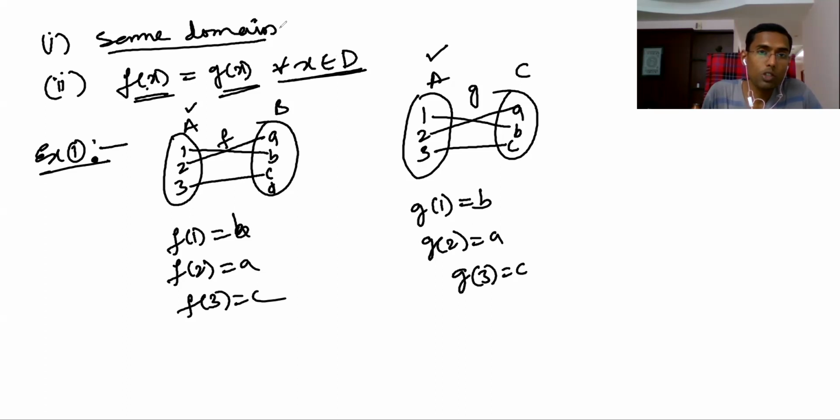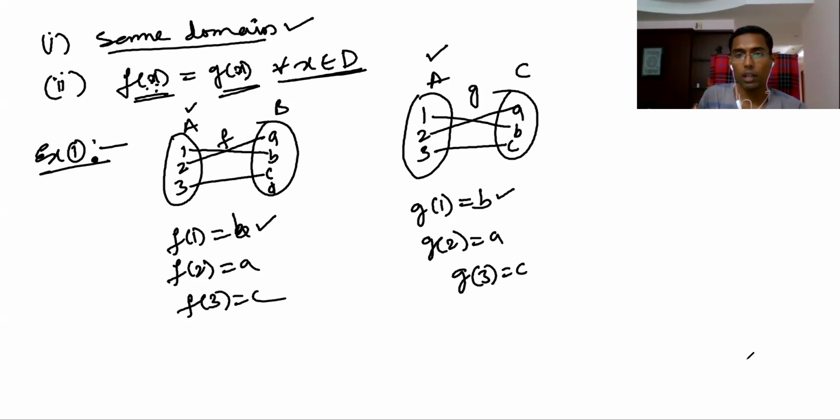So they should have the same domain, and in the domain, for each element, the images should be the same. The image of x under f and under g, for each element in the domain, should be the same. Like f of 1 and g of 1, both are equal. In the place of x I put 1, so f of 1 equals g of 1. Then next element 2, f of 2 equals g of 2. Next element, f of 3 equals g of 3. Like that, these two are called equal functions.